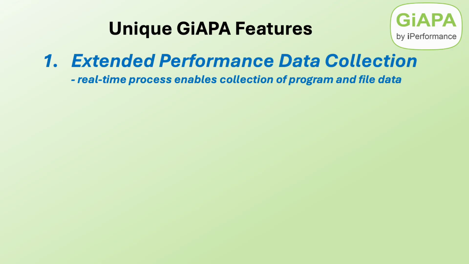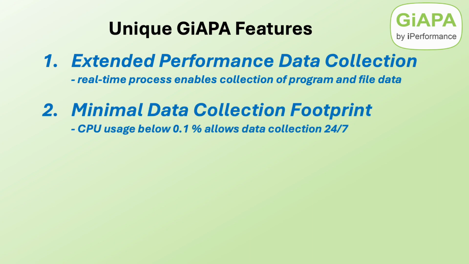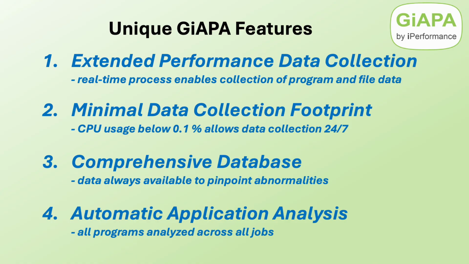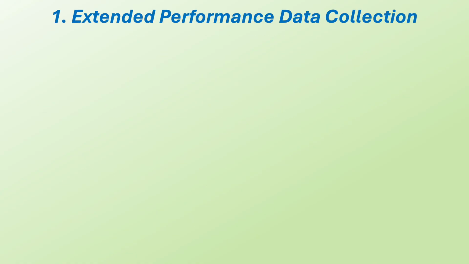GiAPA has 4 features, which we think are unique. The first is the collection of resource usage data for all jobs, including data documenting the current activity whenever a job uses over 4% CPU. The second is the fact that data collection uses so little resources. Unique is also the comprehensive GiAPA database, being an extremely solid resource for analyzing system utilization and application performance. Most remarkable is maybe GiAPA's fully automated performance analysis of all jobs.